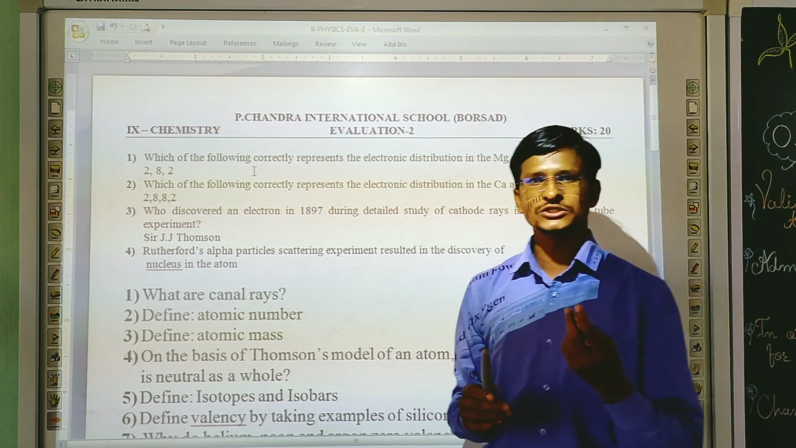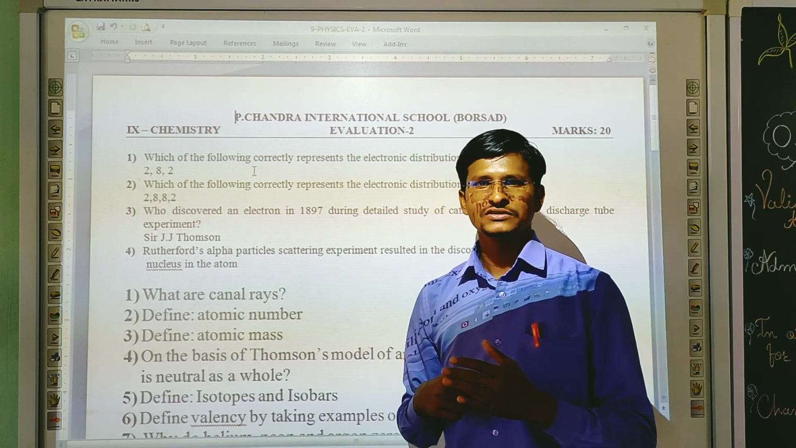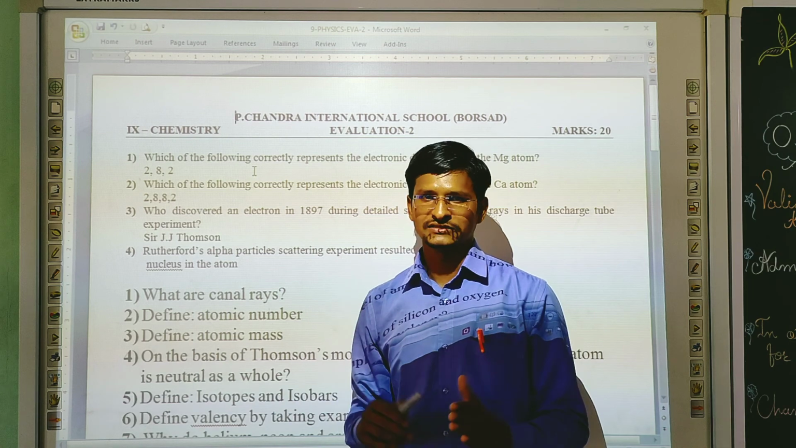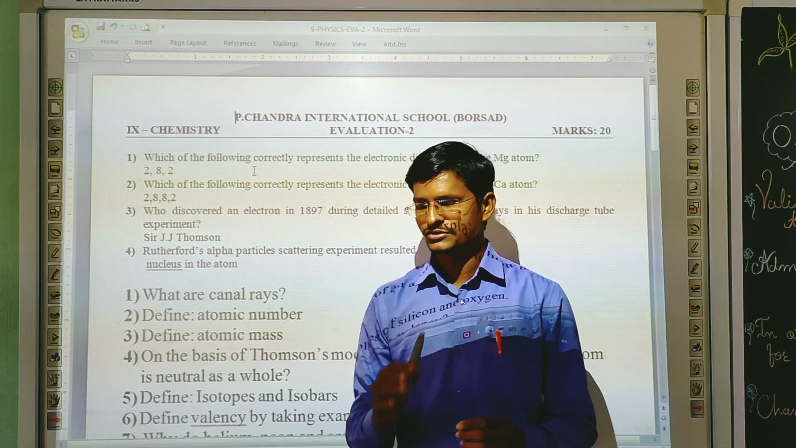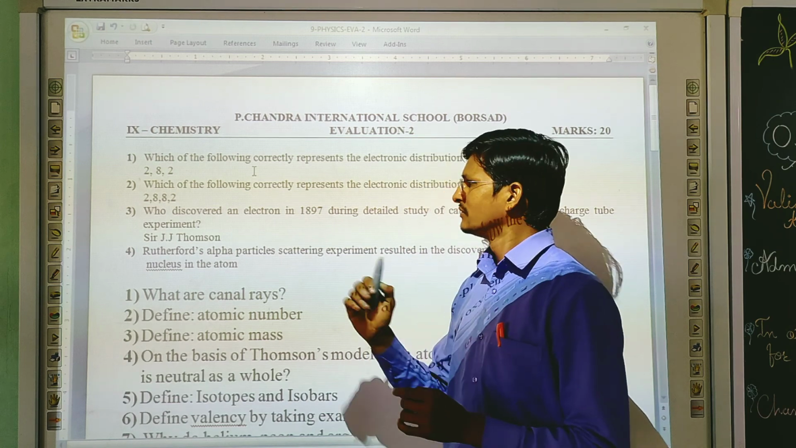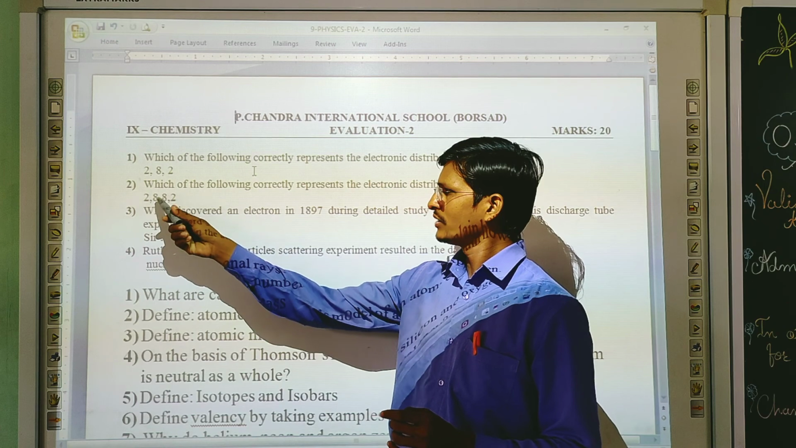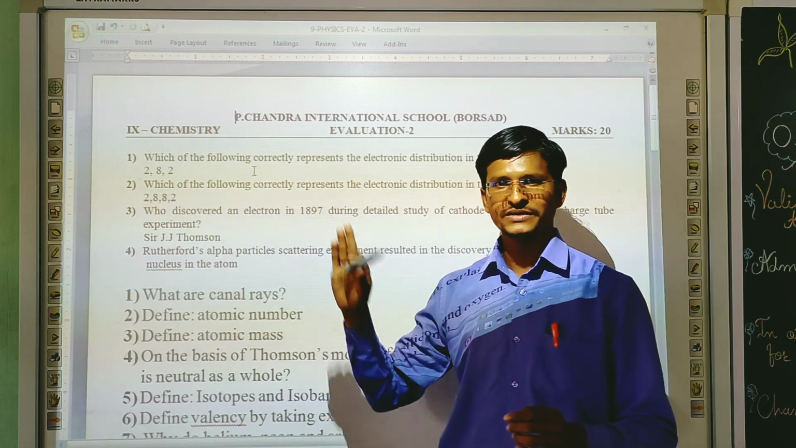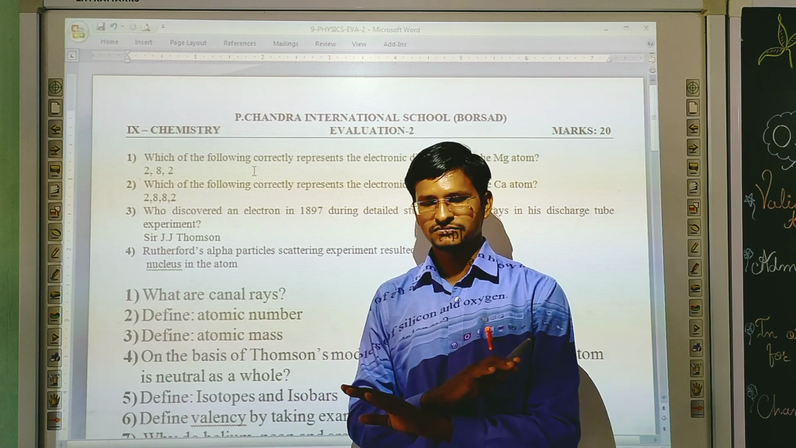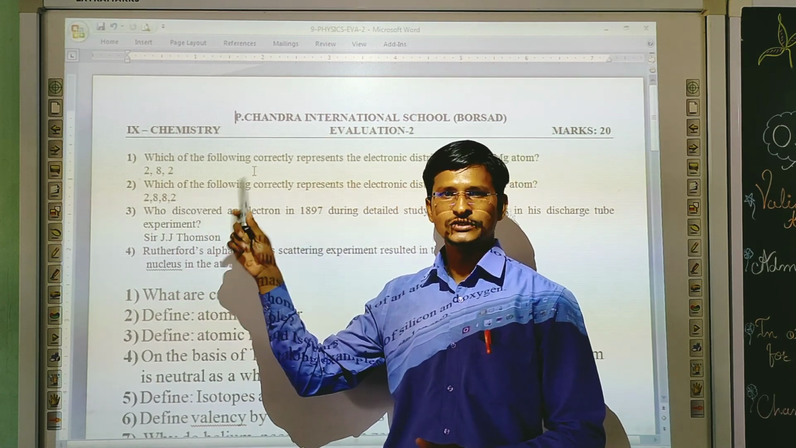Next, which of the following correctly represents the electronic distribution of calcium? Calcium atomic number is 20. In some of our videos I have given 20 important elements and their atomic numbers also. I hope you know about it. So for 20 it is 2, 8, 8, 2. In the exam any option will be given, no worry. Our answer is 2, 8, 8, 2.